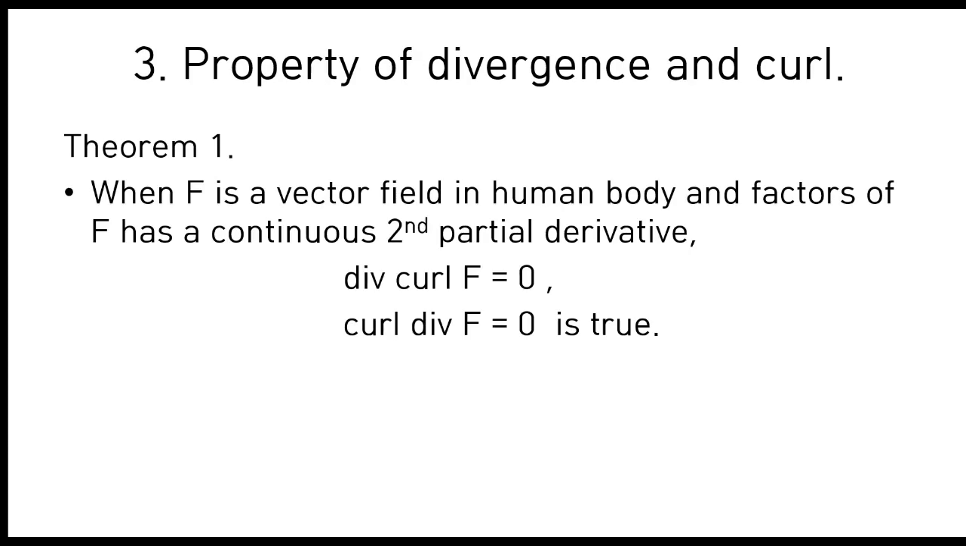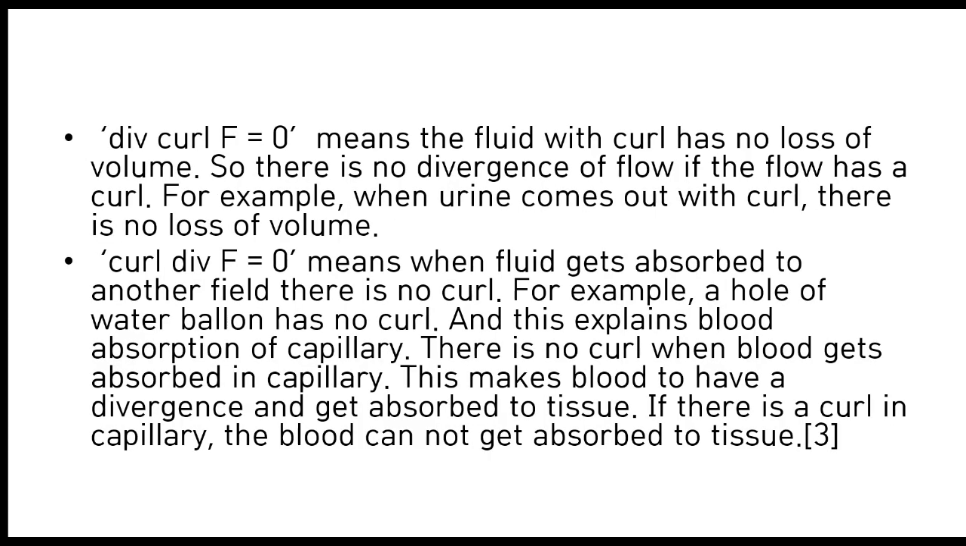Property of divergence and curl. Theorem 1. When f is a vector field in the human body and the vectors of f have continuous second partial derivatives, divergence of curl f is 0 and curl of divergence f is 0 is true. Divergence of curl f is 0 means the fluid with curl has no loss of volume, so there is no divergence of fluid if the fluid has a curl.